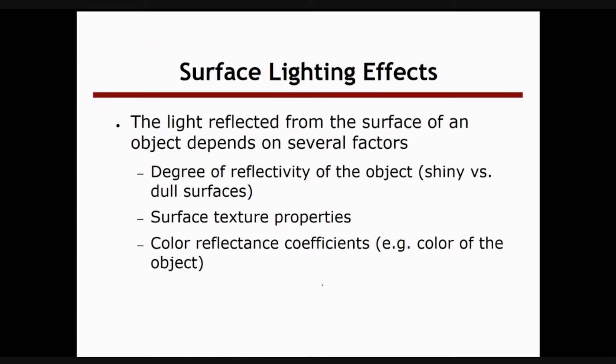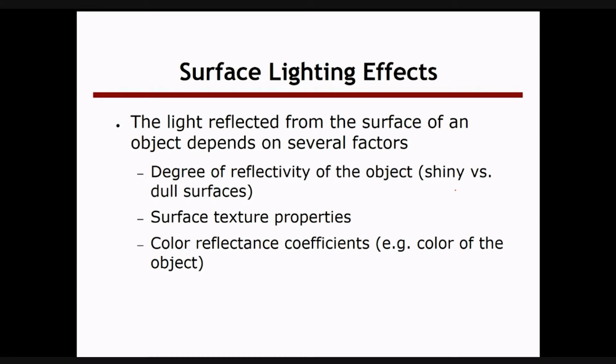Surface lighting effect. The light reflected from the surface of an object depends on several factors. First, the degree of reflectivity of the object. Over here we have shiny versus dull surfaces. As I said, if you are using a wooden block, it won't be able to reflect that much amount of light, and if you take a metal ball, in that case you'd be getting a different thing to see.